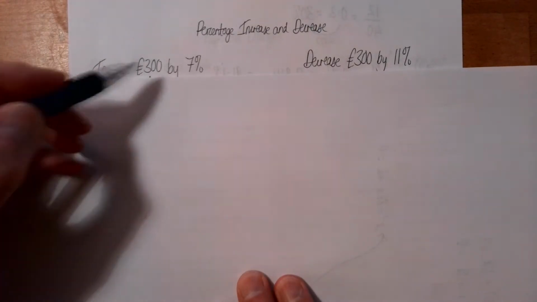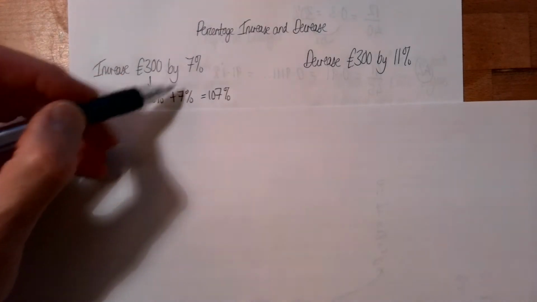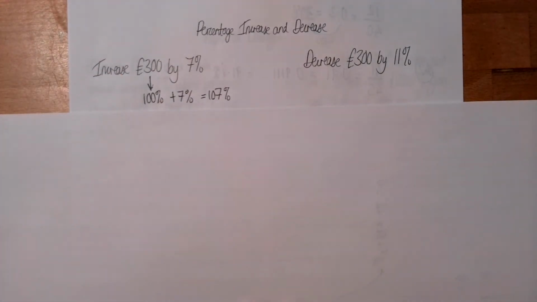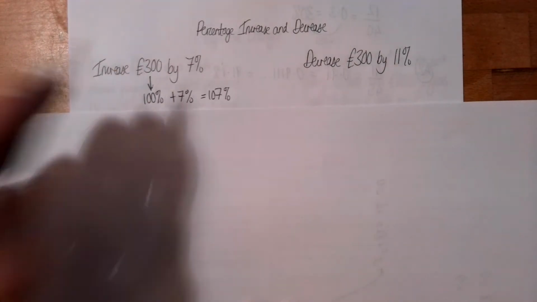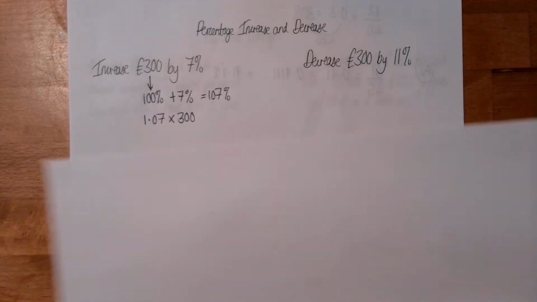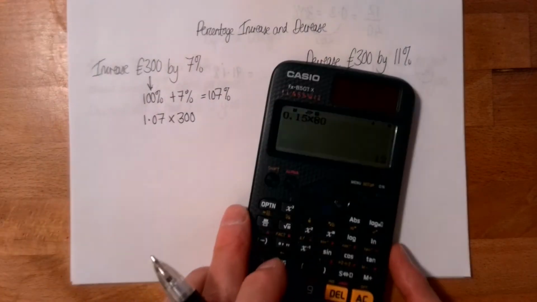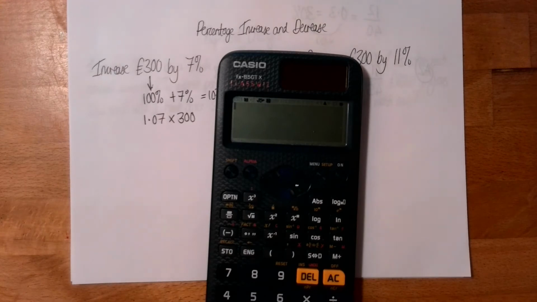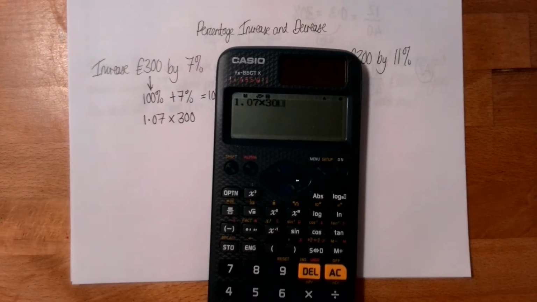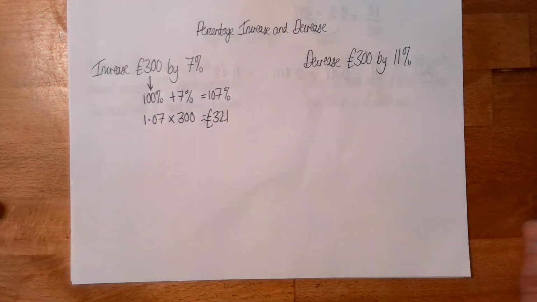So I'm going to firstly say, okay, this amount I start with is 100%. I always start with 100%, and I'm adding on 7%, so I've got 107%. I'm trying to work out what 107% of this is. So I take the decimal equivalent of 107%, which is 1.07, and I multiply it by 300. So 1.07 times 300 gives me my final answer. I haven't got to add anything on or take anything away. That's my final answer straight off, £321.